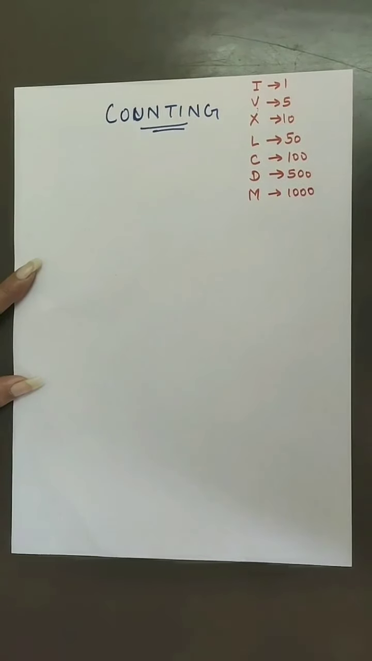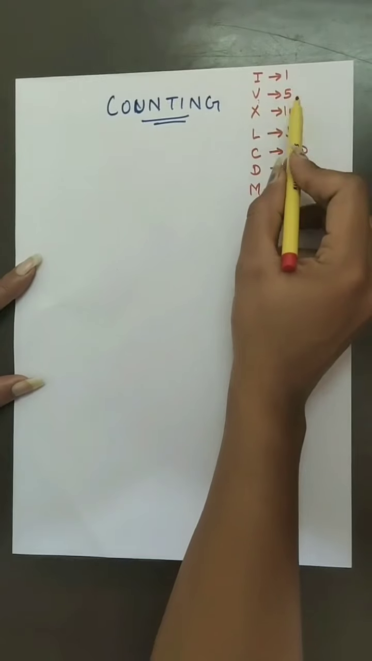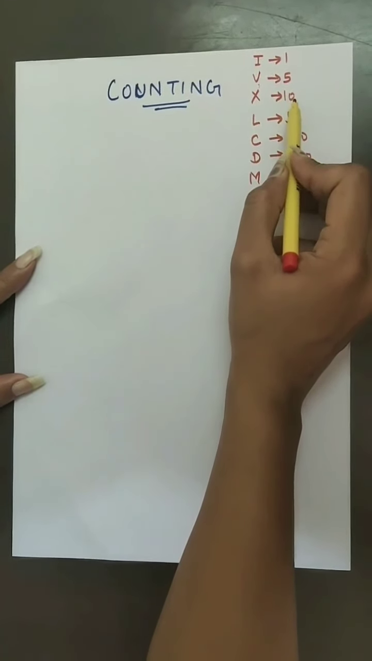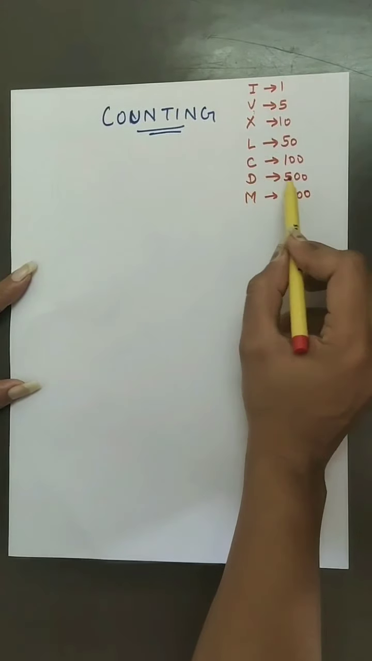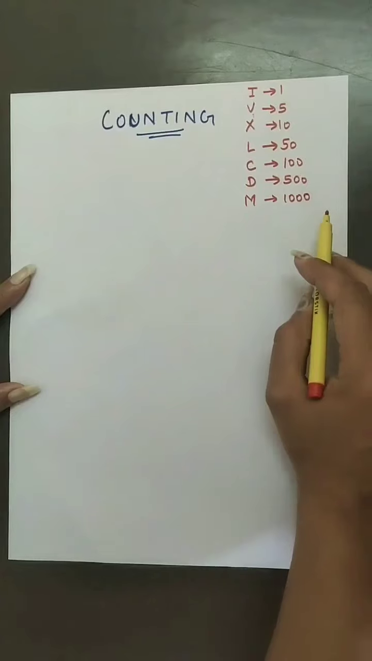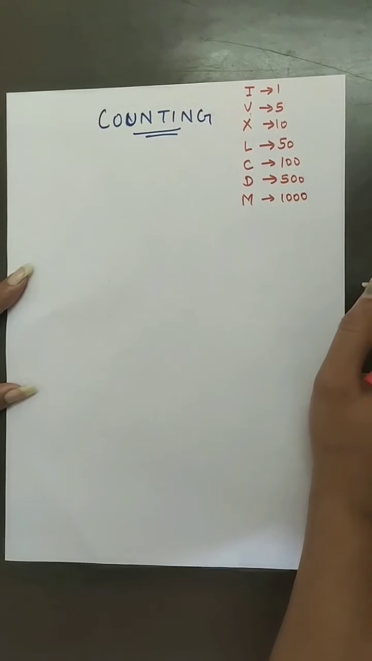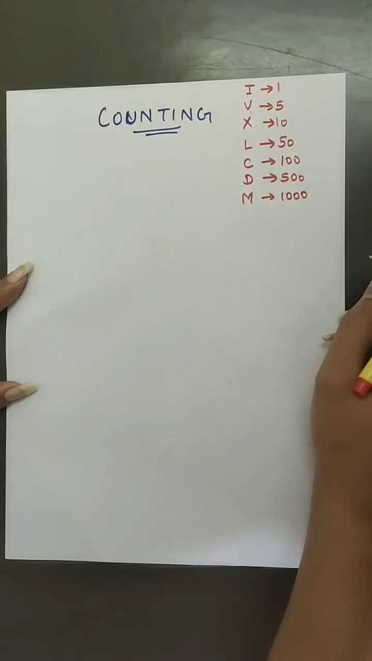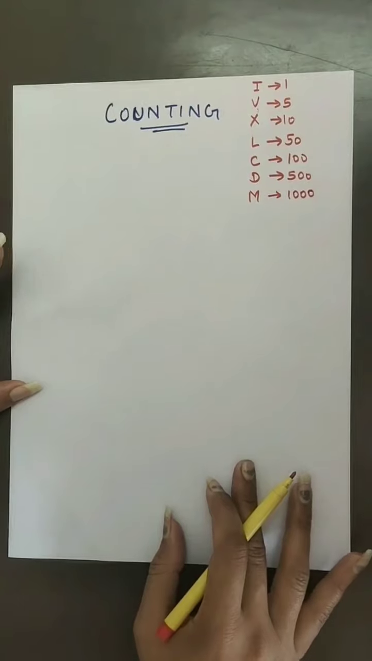Start with the counting. First, what were the values? I means 1, V means 5, X means 10, L means 50, C means 100, D means 500, and M means 1000. You have to learn this so you can easily learn how to write the Roman numerals and how to find Hindu Arabic from Roman numerals.